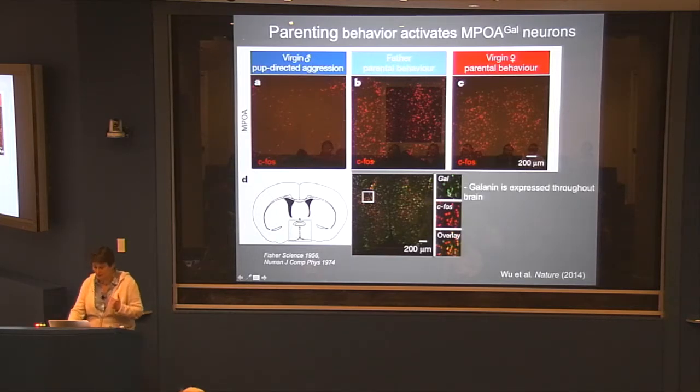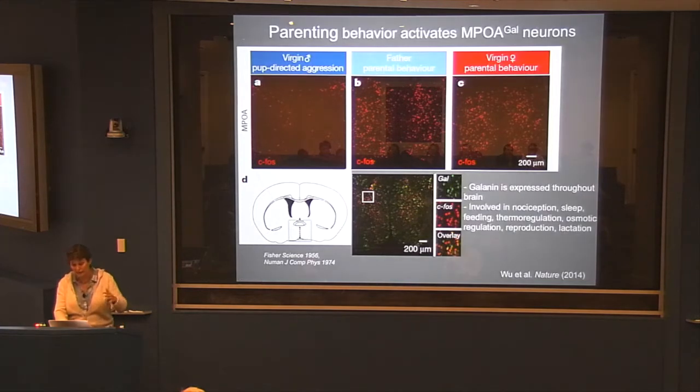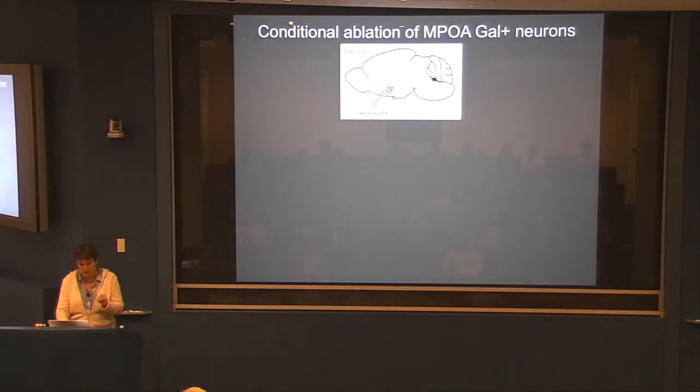Now, galanin does a lot of things. It's expressed throughout the brain. It's involved in nociception, sleep, feeding, thermoregulation, osmotic regulation, reproduction, lactation, so a lot of different things. So we're not sure galanin does anything to parental behavior per se, but it's a marker in the preoptic area for neurons that might be involved in infanticidal behavior.